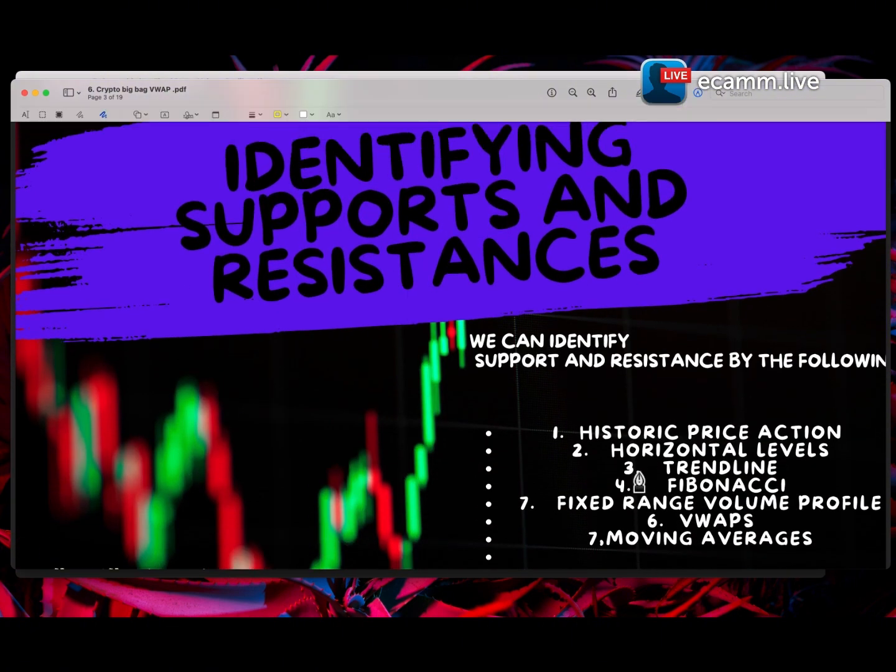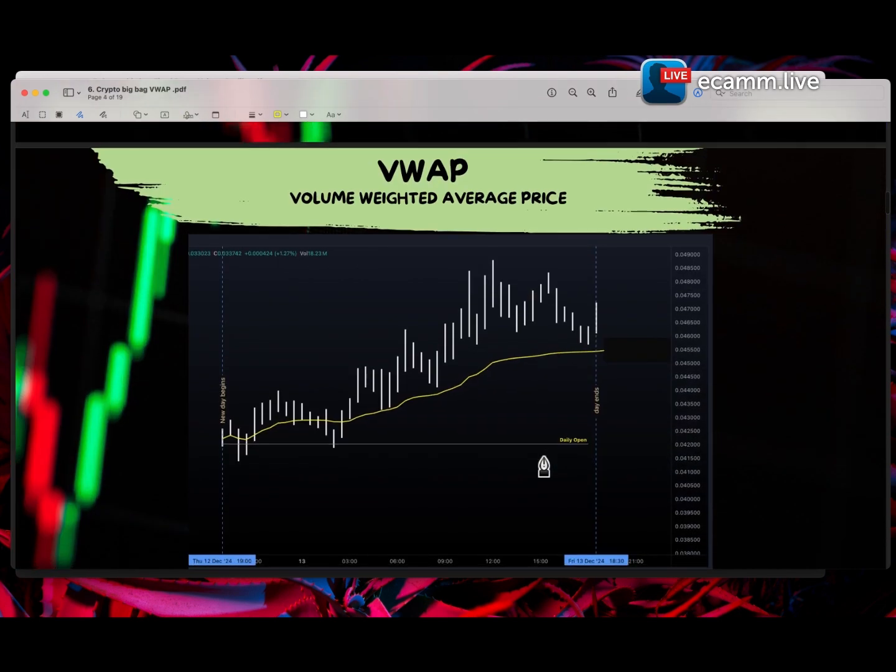Let's dive in. Identifying support and resistance using VWAPs, volume weighted average price. We've talked about historic price action, horizontal levels, trend lines, Fibonacci, and fixed range, and now we're talking about VWAPs. This is a very powerful tool, just like the name: it calculates the average price of the volume within a specific period or within an anchored period.